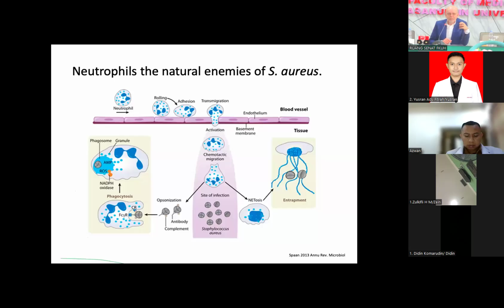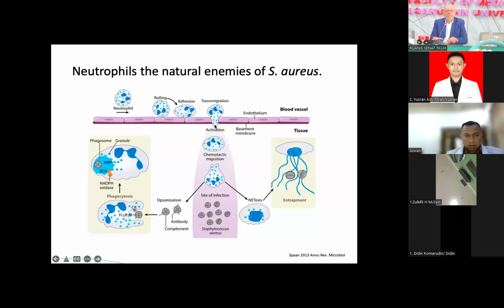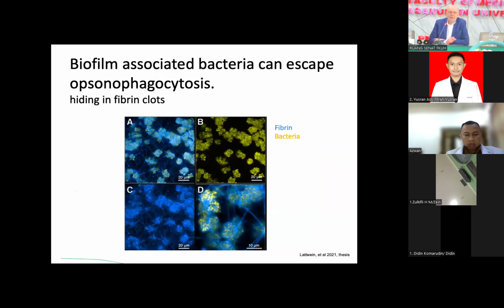Neutrophils will recognize the surface, which is coated by the immunoglobulins and the complement, and you get opsonophagocytosis. Next slide, please. So what can bacteria do to prevent this opsonophagocytosis?